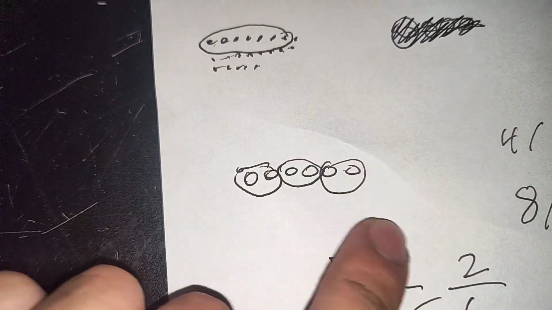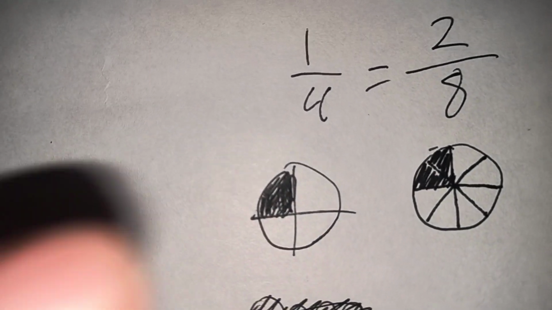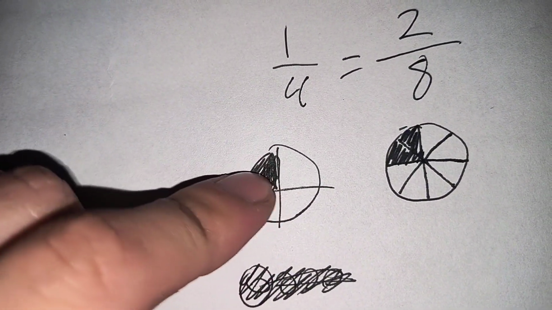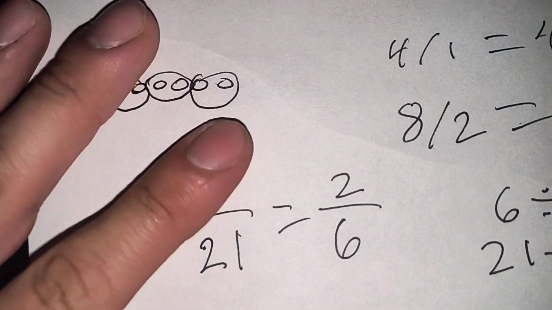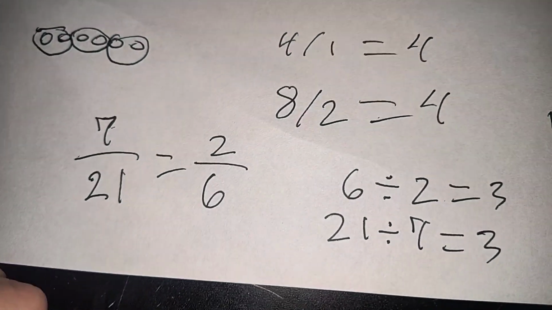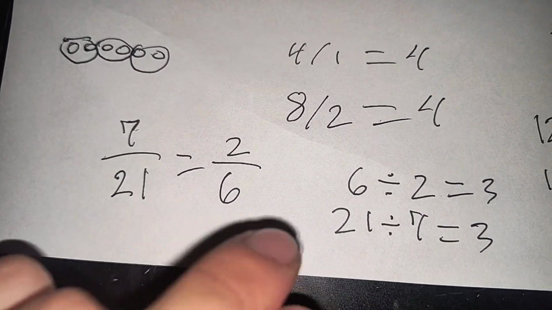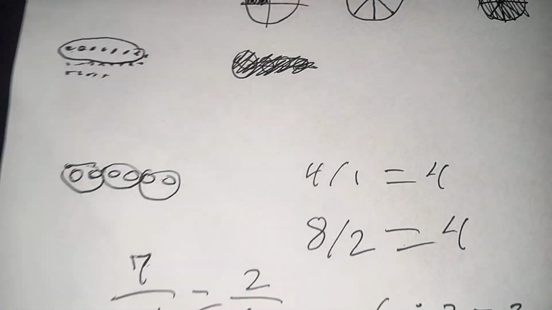So they make up the same amount of their own group. Just like with the circles, they represent the same amount of the circle. And that's why we're able to figure out whether they're equivalent fractions by dividing the denominator by the numerator. And if they're both equal to the same number, then they're equivalent fractions.